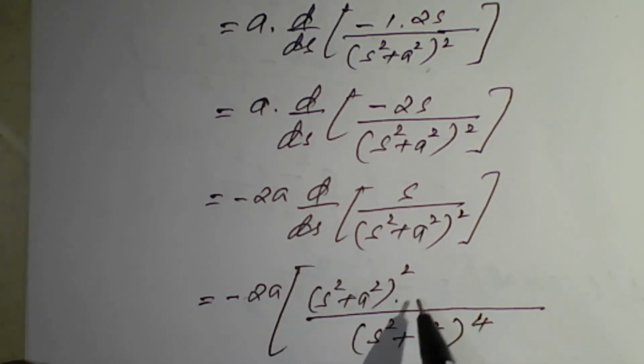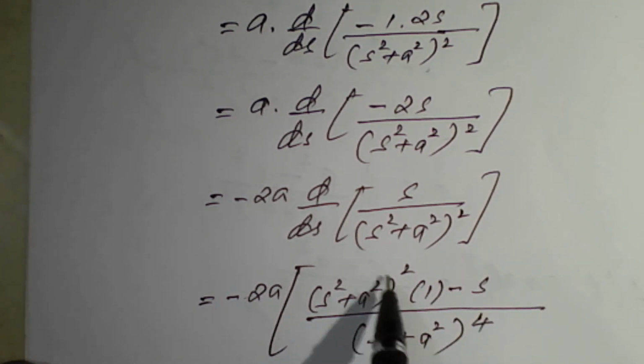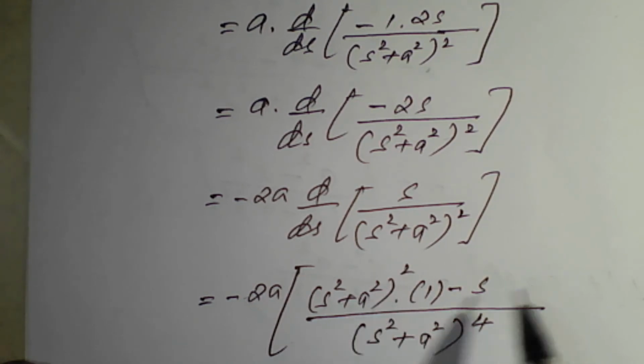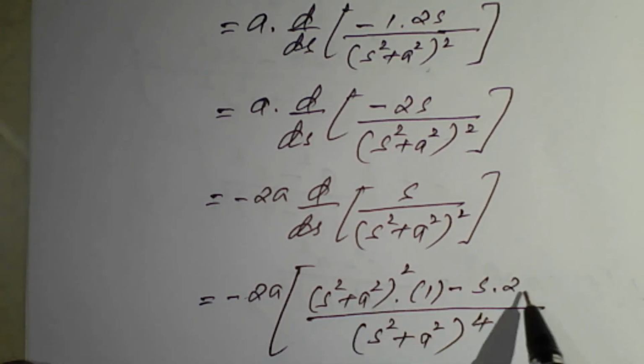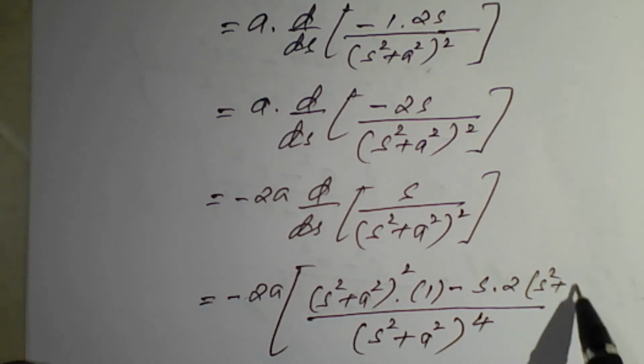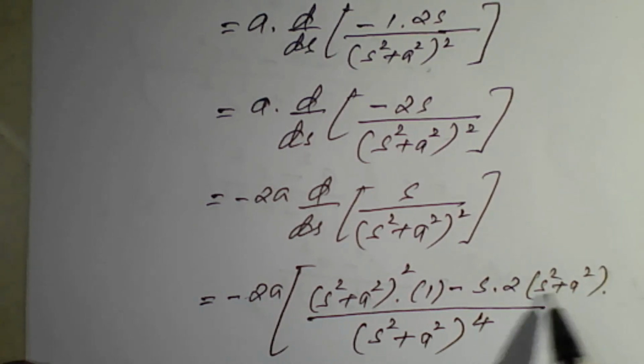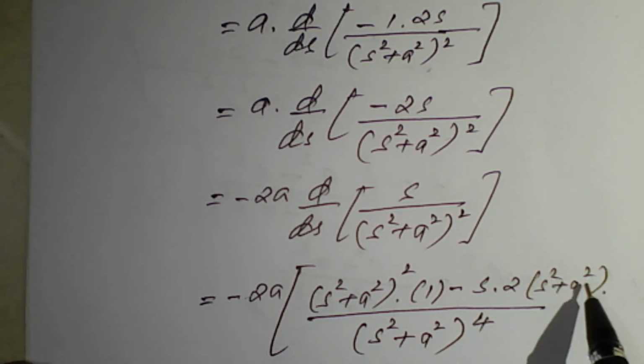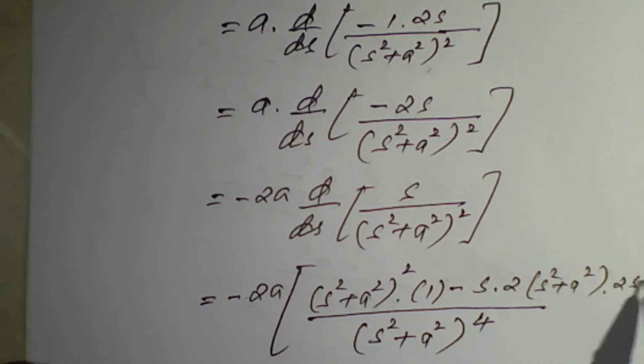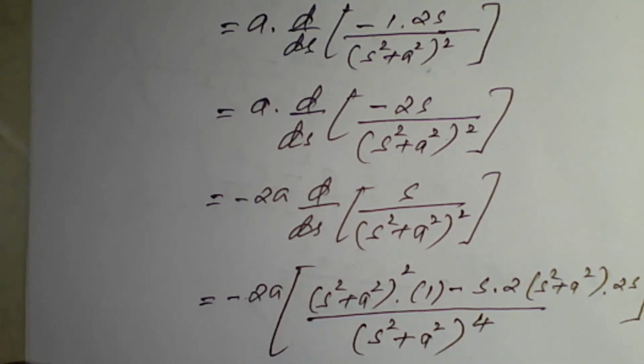then s square plus a square whole square will keep as it is. Differentiation of s with respect to s is 1, formula minus will keep as it is. Differentiation of s square plus a square whole square will be 2 times this bracket, that is s square plus a square, into differentiation of inside bracket term, that is differentiation of s square is 2s and a square is 0, so you will get 2s here. Chain rule you need to apply.